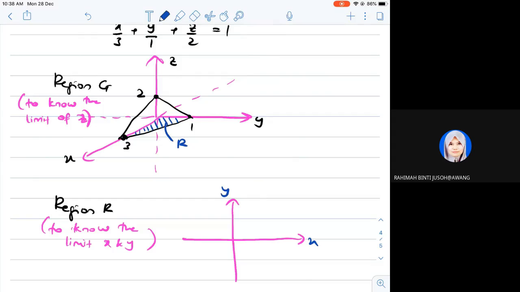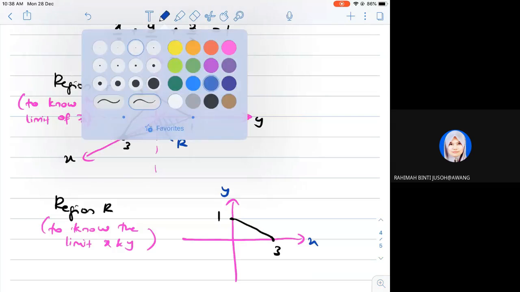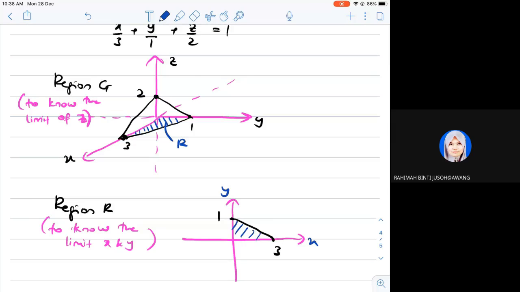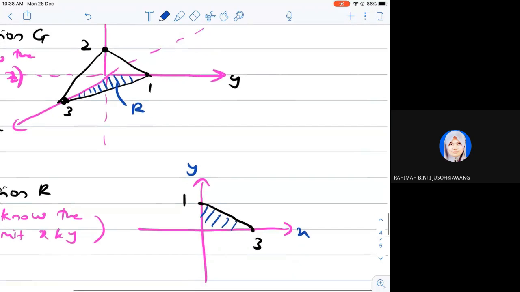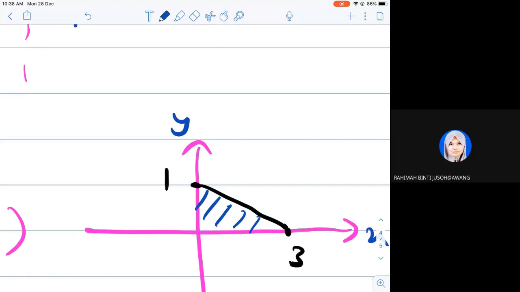Okay, X and Y. Of course, we can have y equals 1 and x equals 3, the same number. So we will have this region. All right, if I ask you to find the equation for this line, it should be y over 1 plus x over 3 equals 1, isn't it? Or y equals 1 minus x over 3.